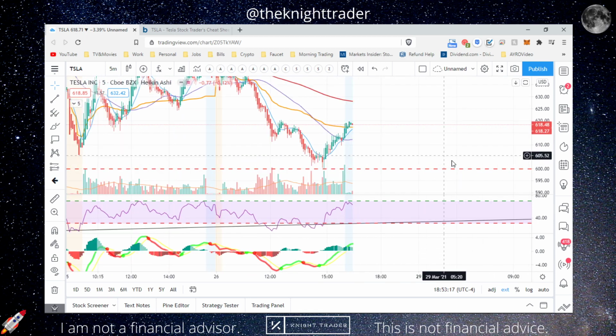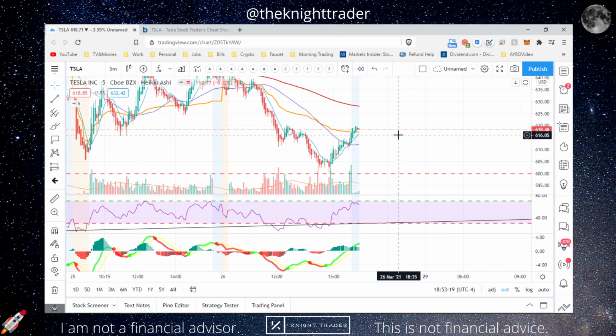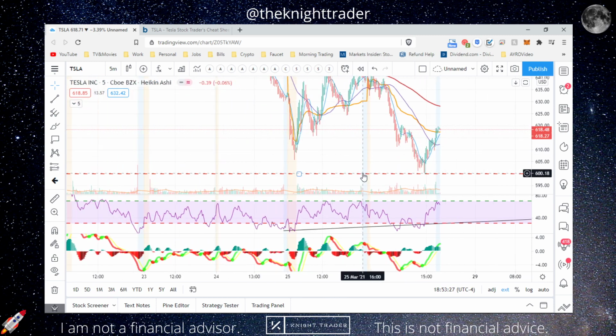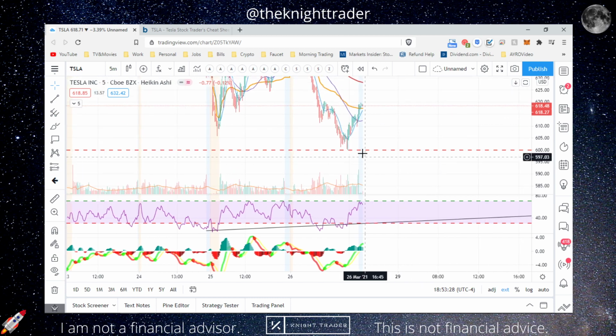I mean, we're even over VWAP. VWAP can be a support. 9-day can be a support right there. 50-day could be a support right there. Local, is that the local bottom? Yeah, that was Friday's bottom. That could be a support right there.